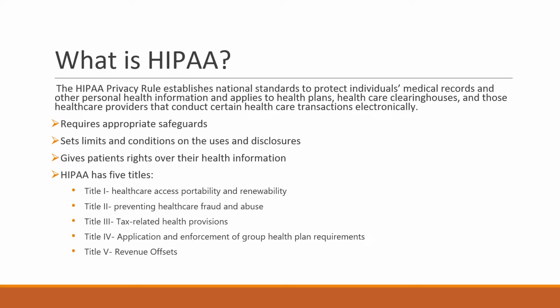Title I, Healthcare Access, Portability and Renewability. Title II, Preventing Healthcare Fraud and Abuse. Title III, Tax-related health provisions. Title IV, Application and Enforcement of Group Health Plan Requirements. And Title V, Revenue Offsets.